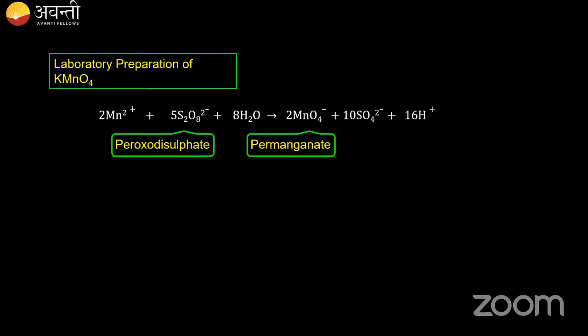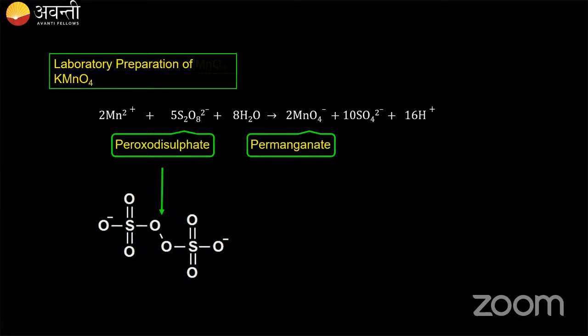So the structure of peroxodisulfate is this. We have an oxygen-oxygen linkage in the peroxodisulfate form. It is S2O8 2 minus. So we can prepare permanganate from a manganese salt in the laboratory. Okay. And we also have the industrial preparation of KMnO4.